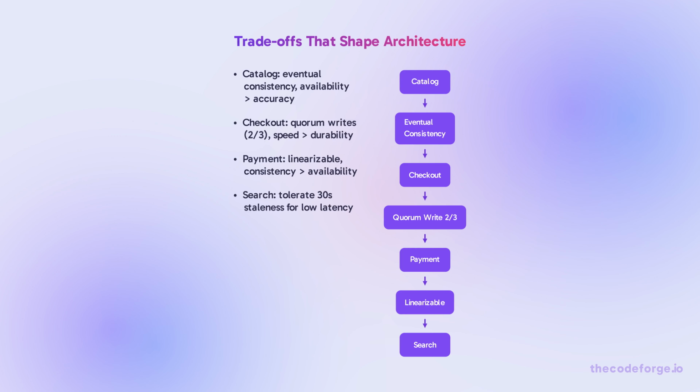Every architectural choice is a trade-off. Amazon never optimizes for all attributes. Catalog uses eventual consistency for availability. Checkout uses quorum writes, 2 of 3 replicas for speed. Payment uses linearizable consistency. Search tolerates 30-second staleness.